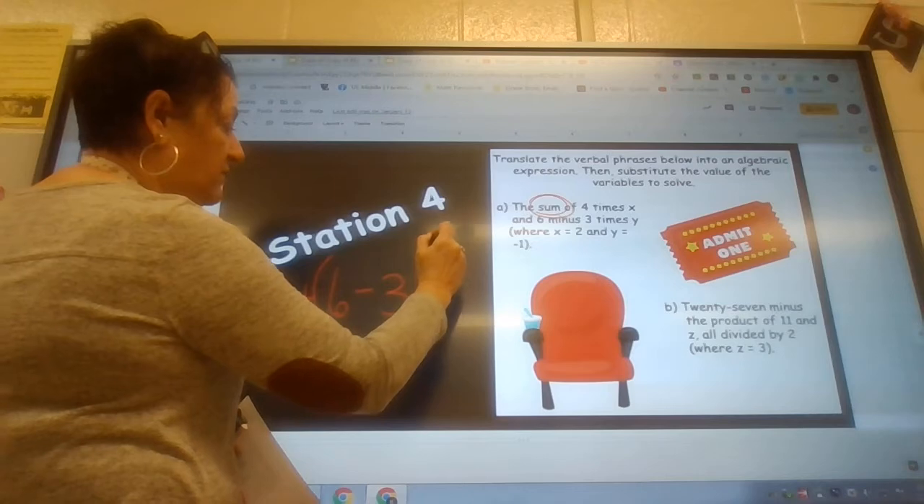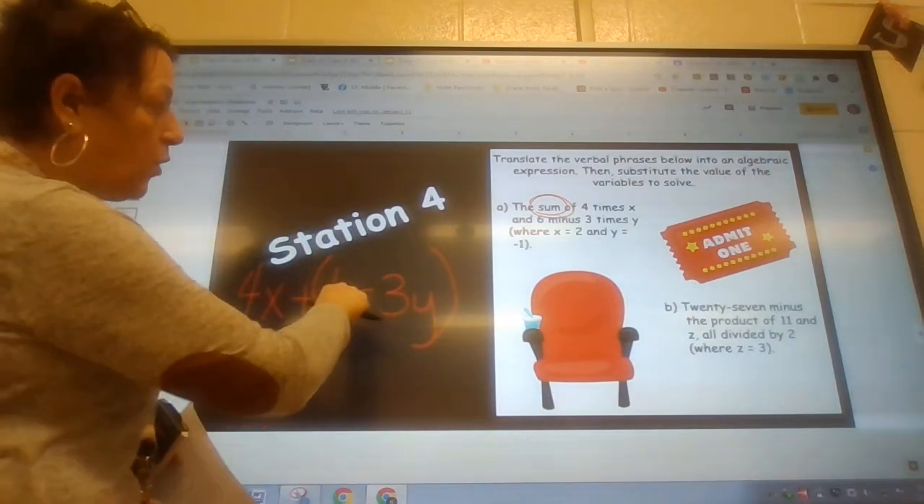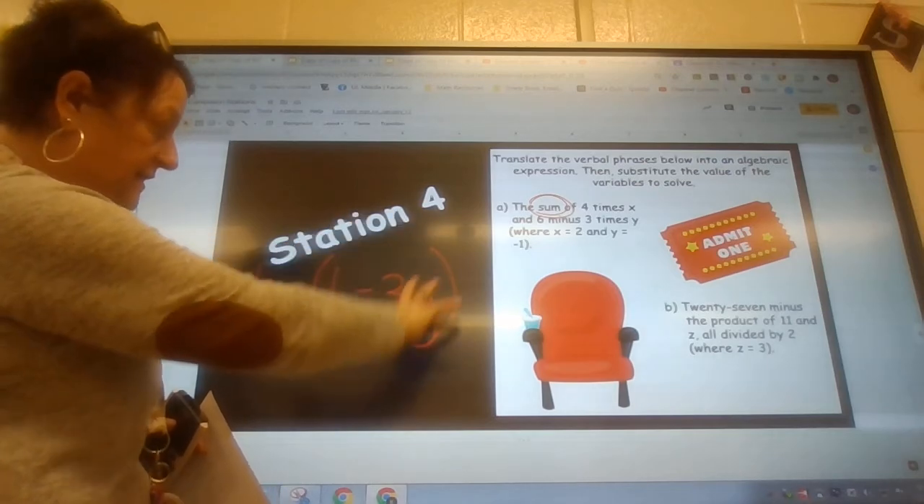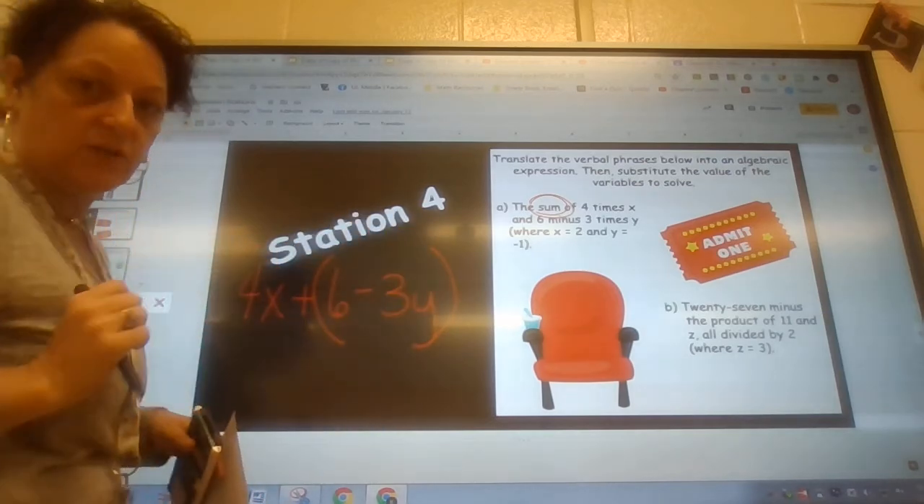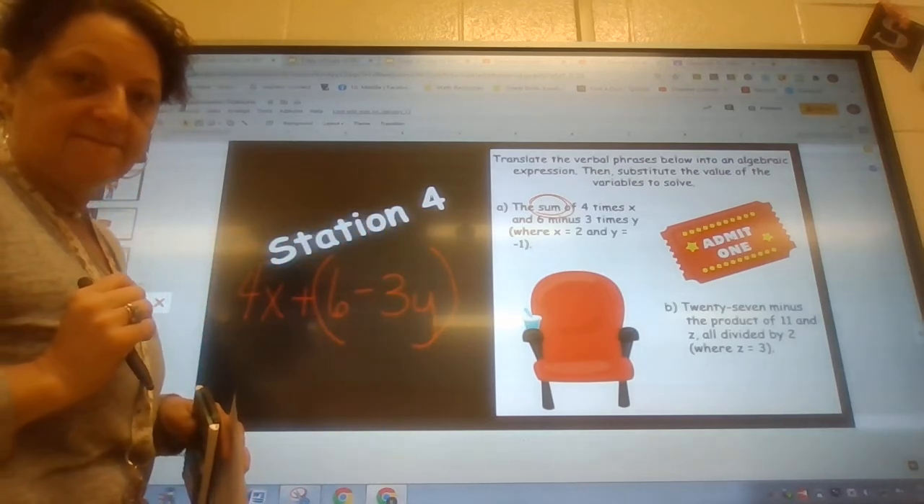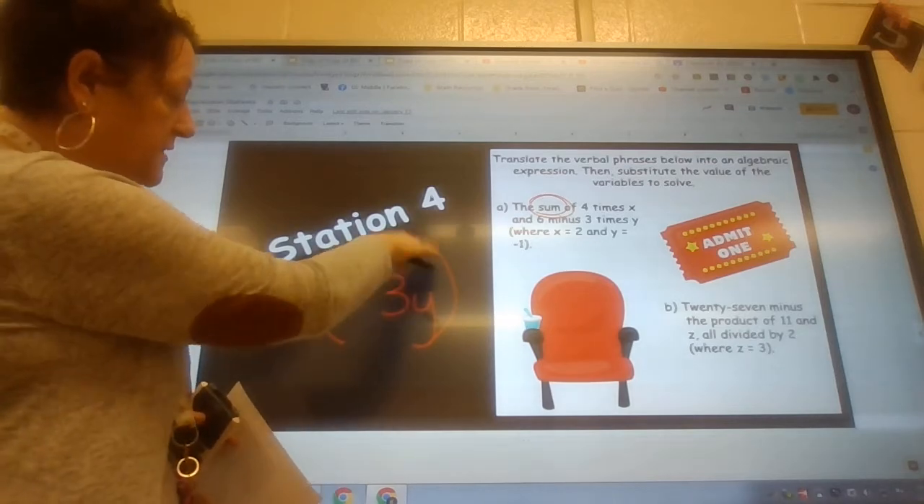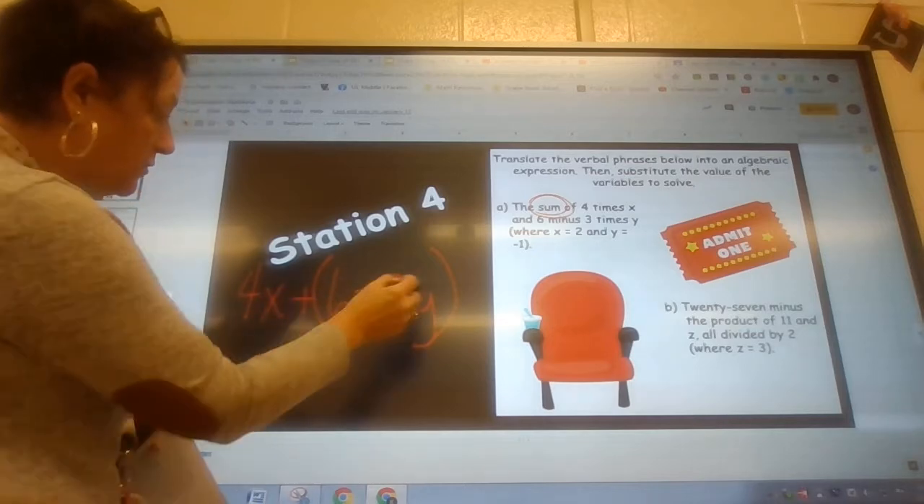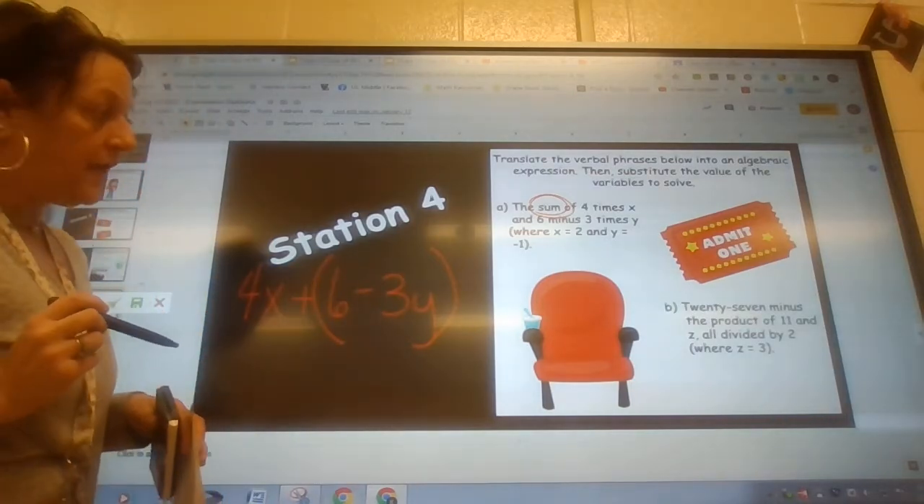But here's the thing: the sum of 4 times x and 6. So you've got to put this in parentheses because it's telling you it wants this answer plus this answer. Okay, so we've got to make sure we put parentheses there so that we do that before we do this. So then you're going to substitute in.